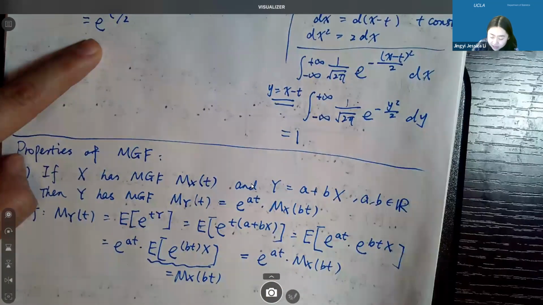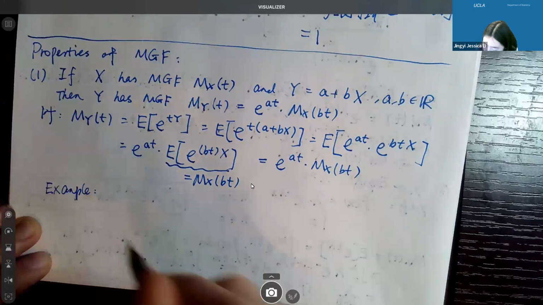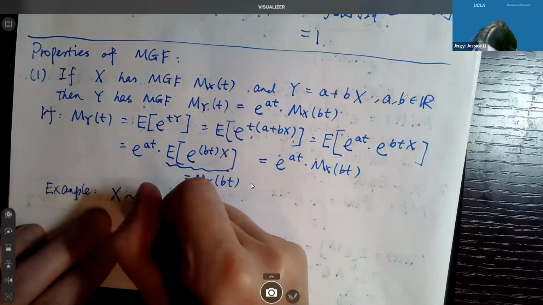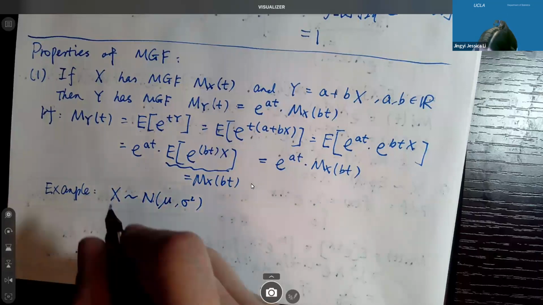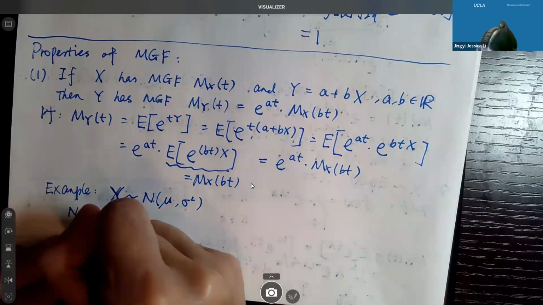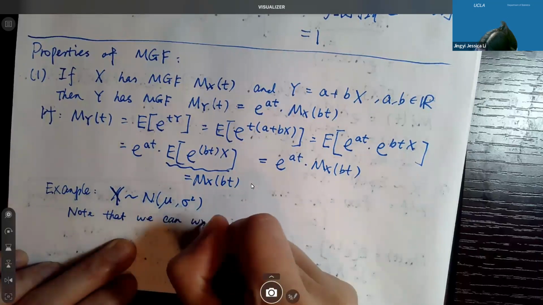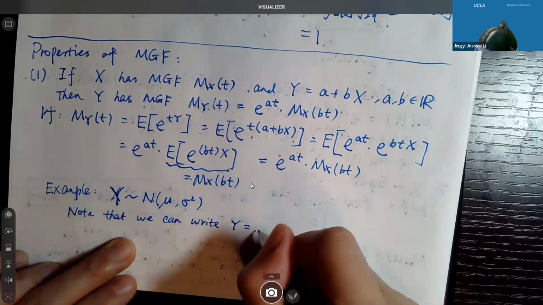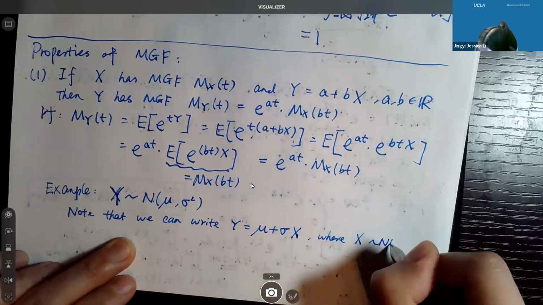Let's do it. Okay, so let's see in this example. Let's say that we have this general normal random variable with mean mu, variance sigma squared. Maybe I'll just make it Y, okay? Not to be confused with the X we had before. So what's its moment generating function? This is a very important fact we want to know about normal variables. So note that we can write the random variable Y as equal to mu plus sigma X, where X is the standard normal random variable.